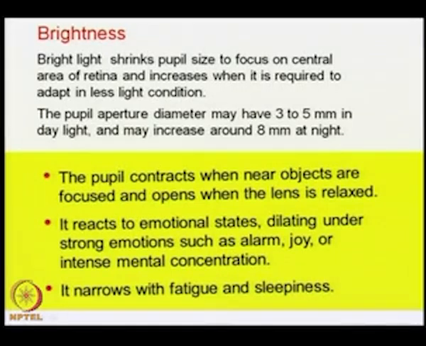Bright light shrinks the pupil size to focus on the central area of the retina, and the pupil increases when it is required to adapt in less light conditions. The pupil aperture diameter may be 3 to 5 millimeters in daylight and may increase to around 8 millimeters at night. The pupil contracts when near objects are focused and opens when the lens is relaxed.